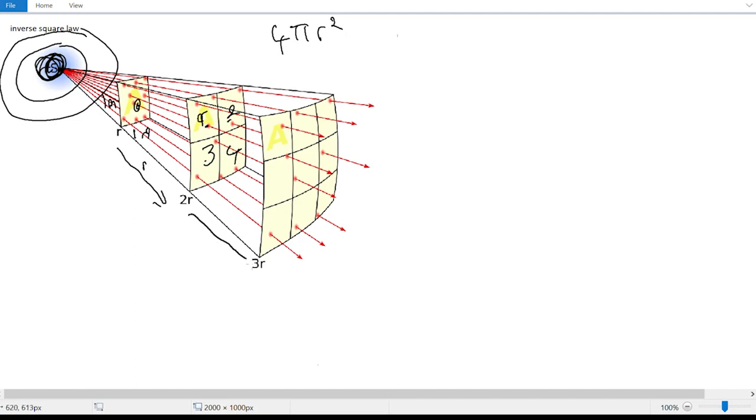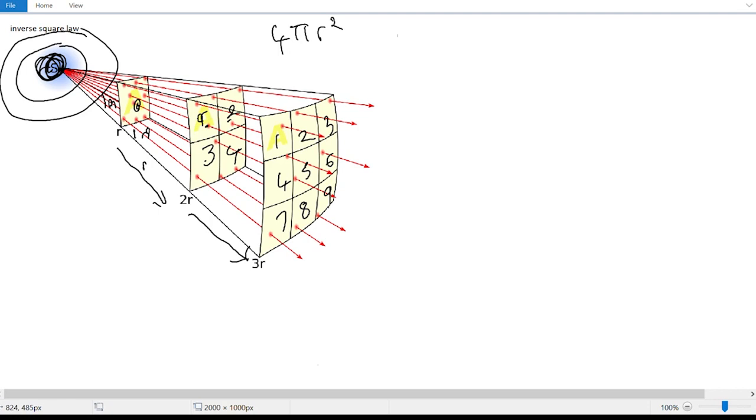If we go one further, so it's 3 times the distance away, 3 squared is 9. So we've got 1, 2, 3, 4, 5, 6, 7, 8, 9 times the surface area, i.e. the power has now been spread over 9 times the area. So the intensity is going to drop by 1/9.